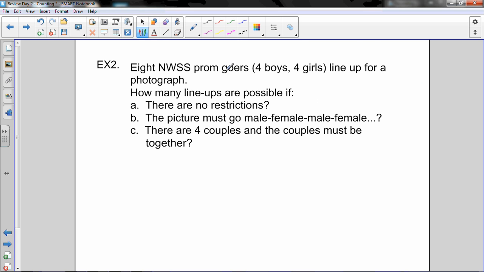8 prom-goers line up for a photograph. How many lineups are possible? And notice there are some key words there. Line up means that order is important, right? If I line a bunch of people up and switch 2 places, that's a different arrangement. So order is important here, which means this is a permutations question, right? I'm going to be using the P button on my calculator perhaps.